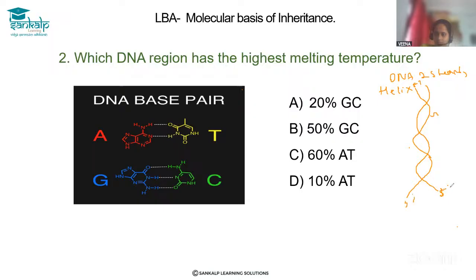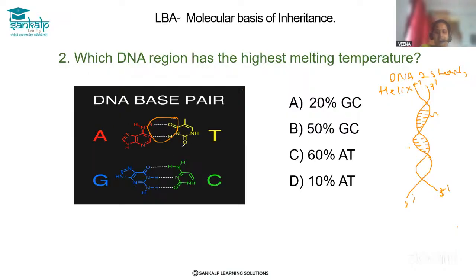3 dash here, 5 dash to 3 dash. Okay. So here there will be nitrogen bases in between the two strands, right? So nitrogen bases are connecting like this. These nitrogen bases are held by the bond that is called hydrogen bond. If you observe here, this is the hydrogen bond.